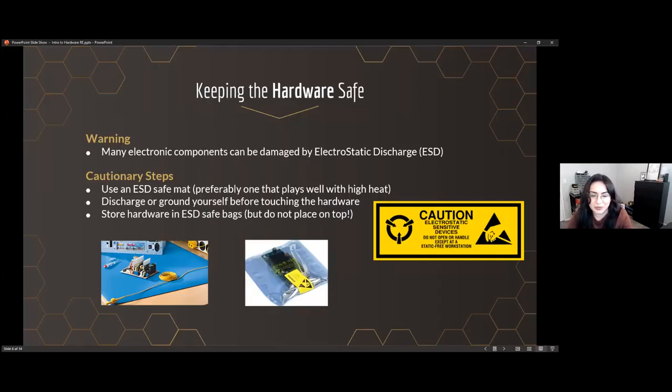This is a trick I do all the time. If there's something that's touching the ground, or if your station's grounded, just touch the ground wire really fast, and if you have any charge on you, it should go off. And store your hardware in ESD safe bags. Don't place them on top though, because the bags are conductive. I know it's very common that people pull it out and put it on top. No, just set it on the side. Only let the hardware touch the bag when it's on the inside.